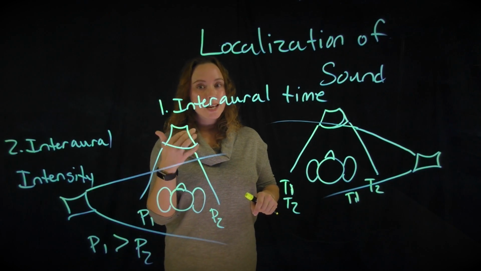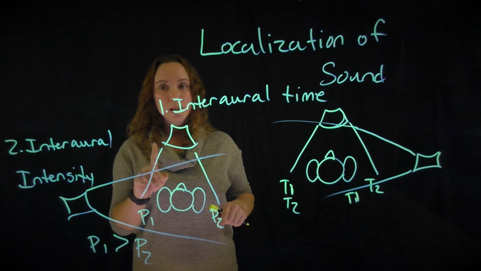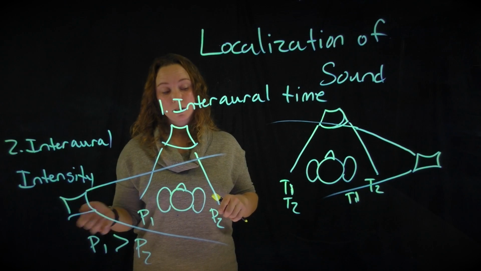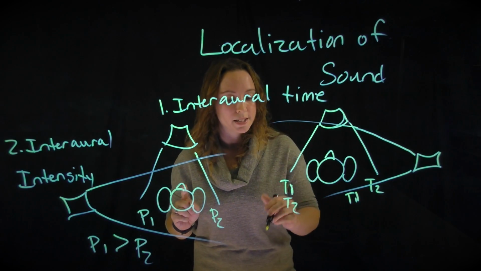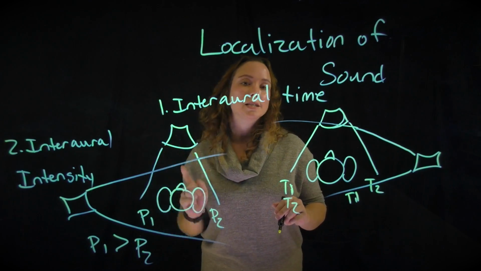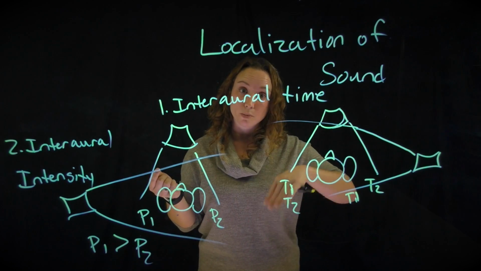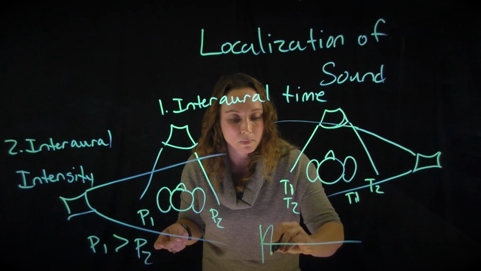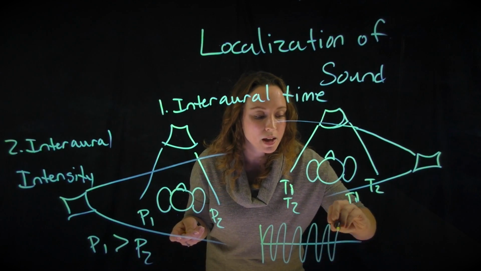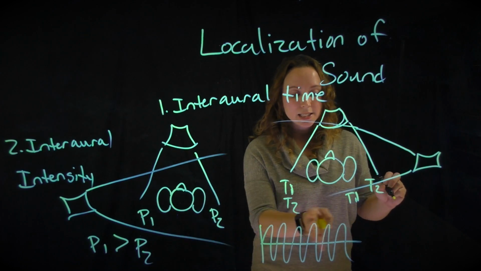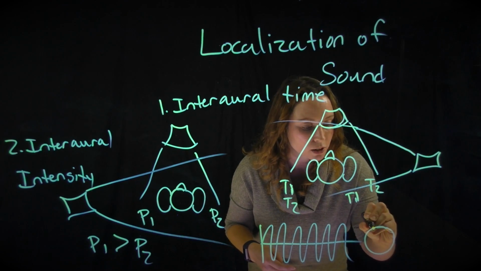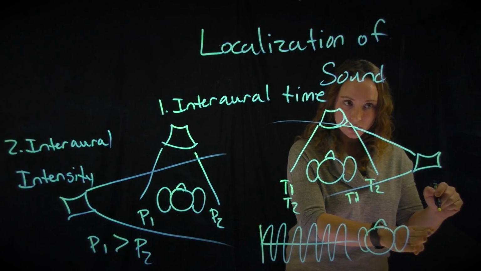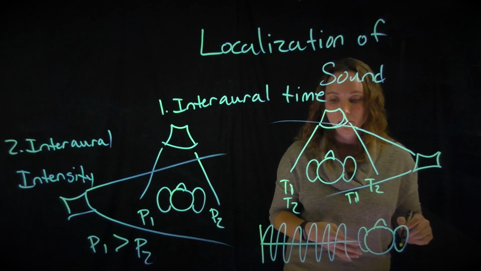Now, for interaural intensity, I want to make a note. This only actually works as a method for localizing sound for high-frequency sounds. So if you remember from our previous classes, a high-frequency sound means that this sound cycles very rapidly. So it might look something like this. And so what happens is as the sound comes along and it hits your big fat head, right, it diminishes the sound on the other side, right, which decreases the pressure.